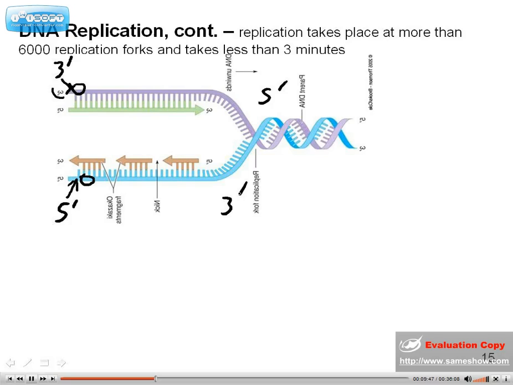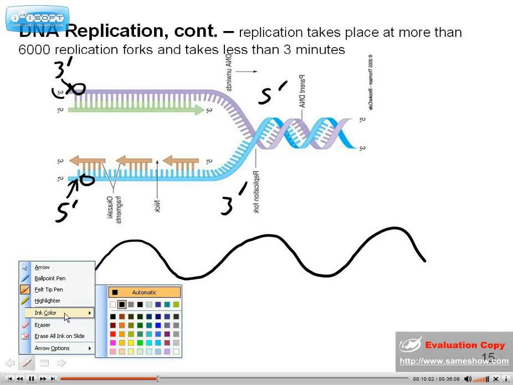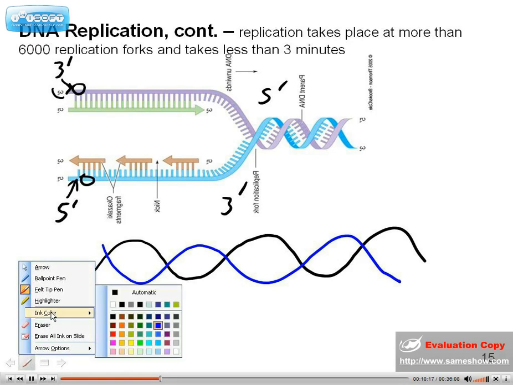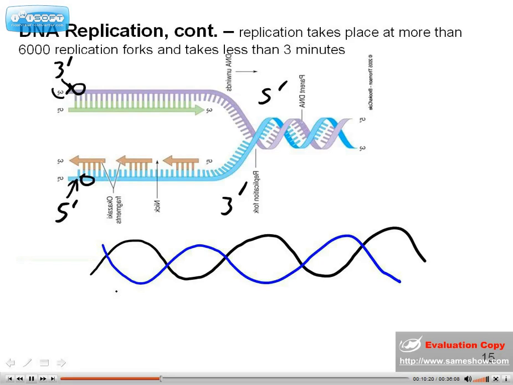So what I'm going to go ahead and do is draw another picture below, and I'll start making changes as we go along. So in this case, here we go. I'll use black and blue. Now, let's go ahead and go to one side. Here I have the 3 prime end. Here I have the 5 prime.